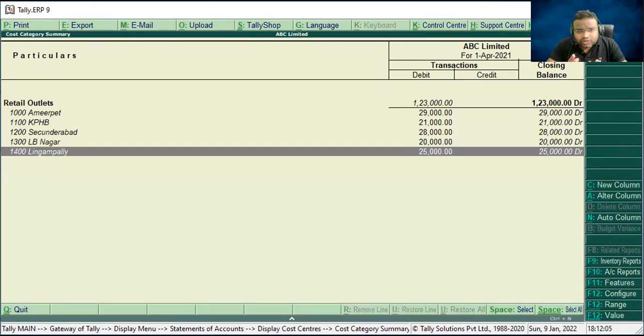Now I can make a comparison. Why am I incurring more cost at Amirpet and less cost in LB Nagar? Why am I incurring more costs in Secunderabad and less cost in Lingampally or KPHB? What is my sales in the respective outlets? I know what my cost is. I'll compare with my sales. Then I'll take a decision. Now this is about the total level.